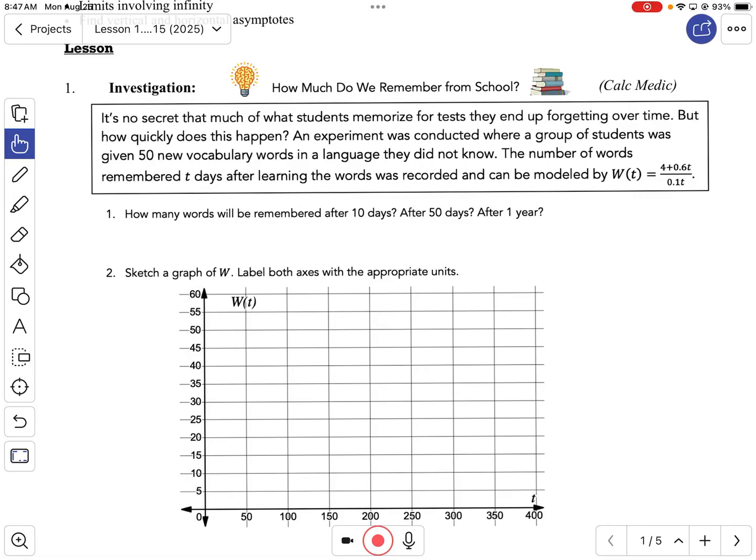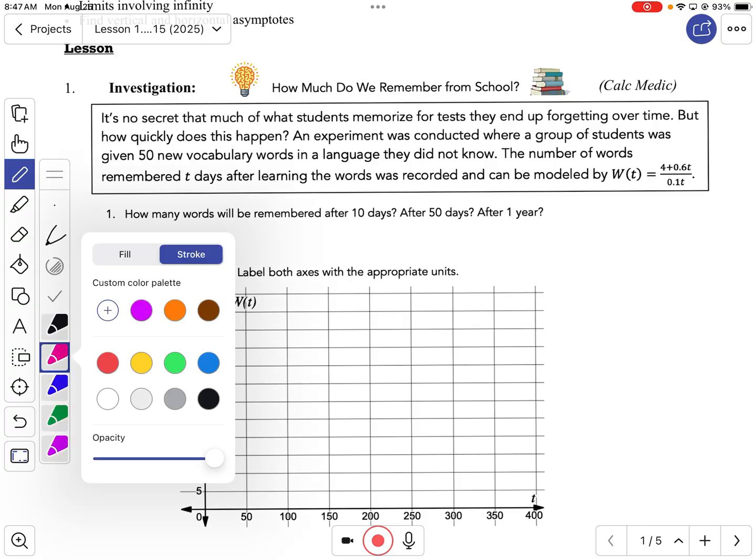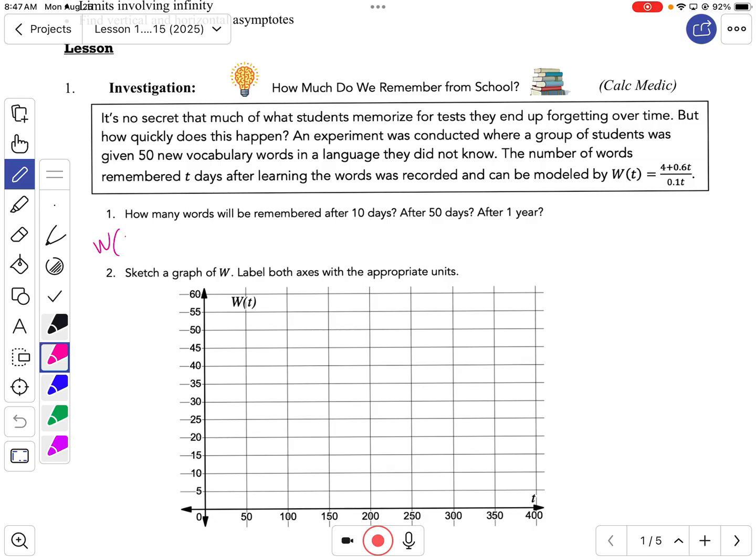All right, so let's take a look at this investigation. How much do we remember? So, how many words did we remember after 10 days? 10. 10 for 10. All right, and then 50 days, 8.6. And after a year, yeah, 6.2 or 6.109, something like that.